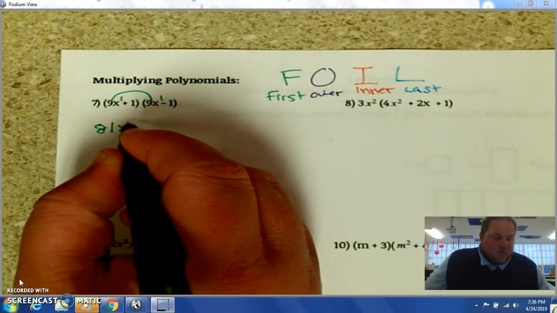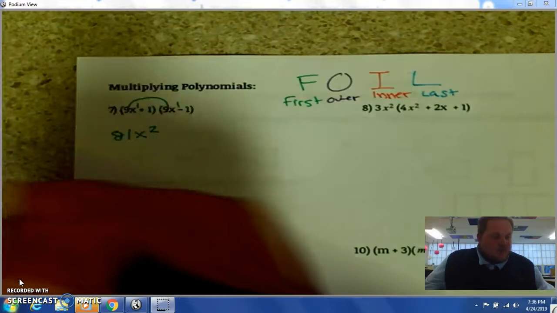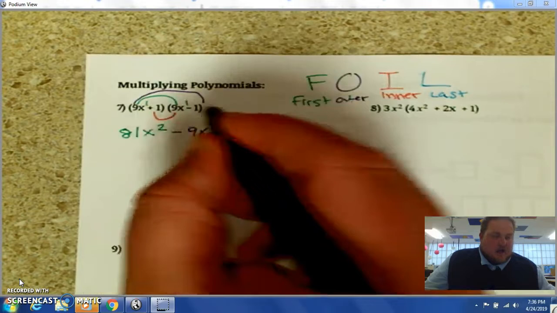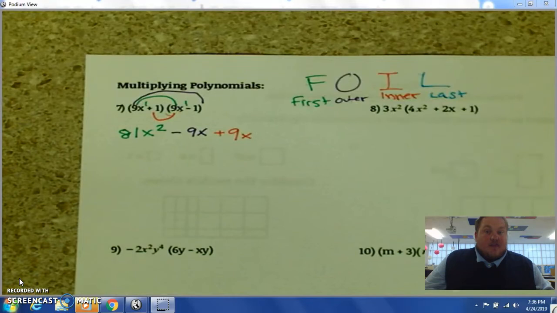Okay. Then we're going to multiply the outer terms. So that's the ones all the way on the outside. So 9x times negative 1 is minus 9x. Then we're going to multiply the inner terms. So 1 times 9x is positive 9x. See, those are the inner terms of this whole thing. Then the last terms, of each one, 1 and negative 1, which is minus 1.